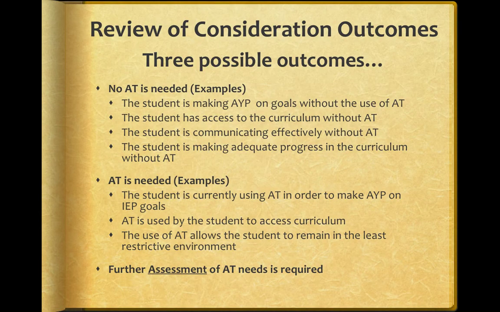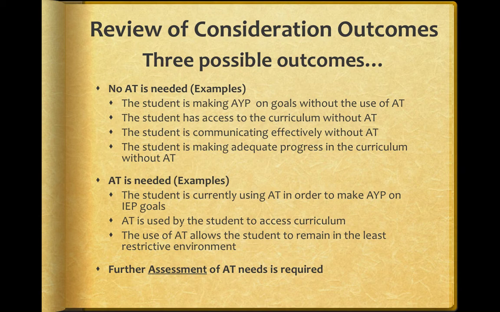Before we move on to the AT assessment process, let's review consideration outcomes because most often you've come to the point where you need an AT assessment because you've been considering assistive technology and determined that further information is needed. So in the process of AT consideration, a team may determine that no AT is needed, and that's when a student is making adequate yearly progress on their goals without the use of AT. The student has access to curriculum without AT, and the student is communicating effectively without AT. And so the team has determined no AT is needed.